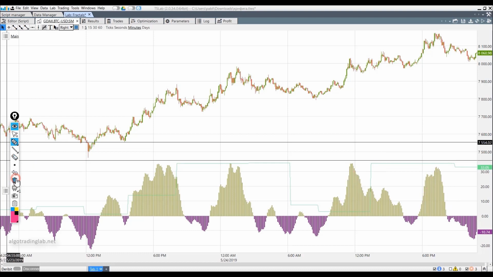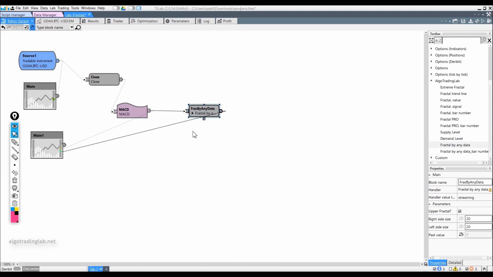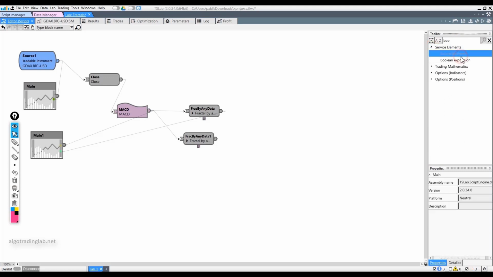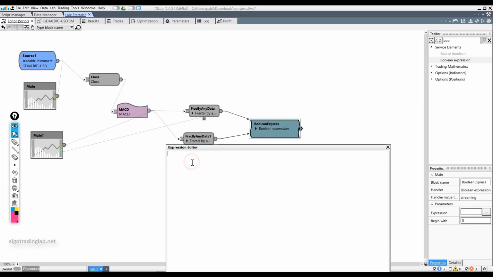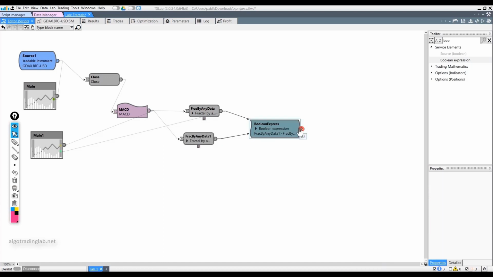Well, we need to establish the current and previous fractal values. This block will be the previous value, set as fractal by any data 1. We will then take out the logical formula and describe the following conditions. The first thing we need to define is the lowering tops of the indicator. We state that the previous value of the fractal by any data 1 should be higher than the current value of the fractal, which is fractal by any data. Okay, this is the first point.